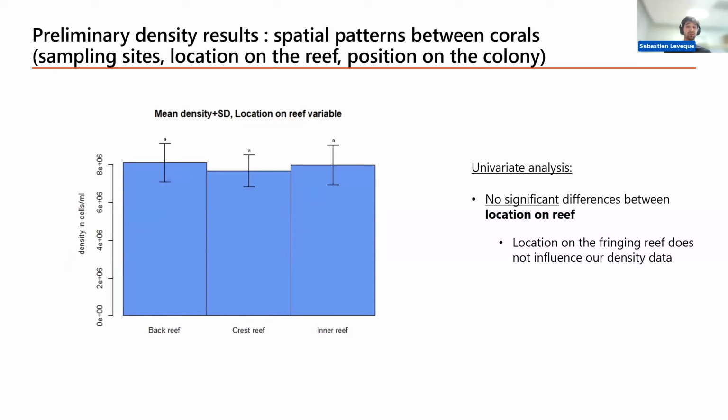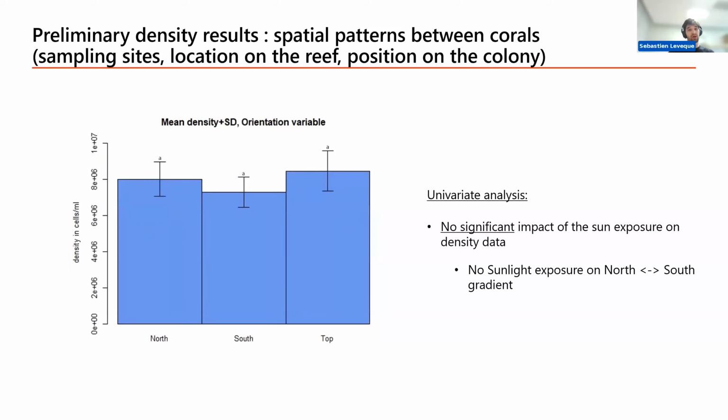So the location on the fringing reef does not influence our density data. And then when we move on to the northern, thinner, again, spatial pattern, which was the location on the colony to explore the potential effect of sunlight exposure, we also saw no significant impact of the sun exposure on the density data. So there is no sunlight exposure effect on the gradient from north to the south of the colony, including the top.